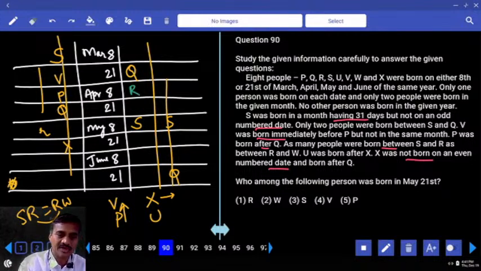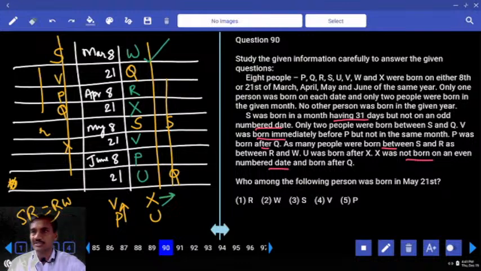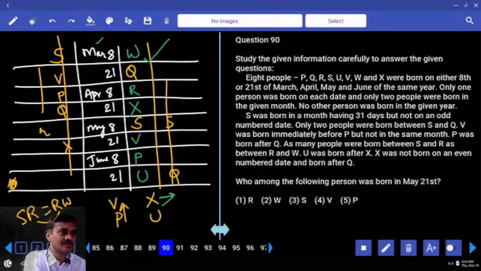R. If R is here, between S and R 1 person, between R and W there is 1 person. Then V and P in 2 different months. Then next one, X is before U, odd number date, 21st, and U is here. Now this is the final arrangement. Done? Now with the help of this diagram, you can work out n number of possibilities without drawing another diagram. That is the reason you should always write down the dates at the center.